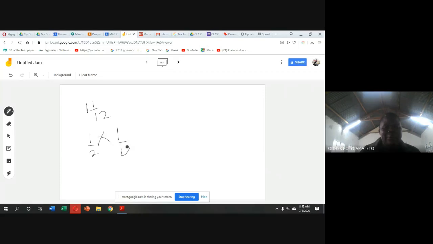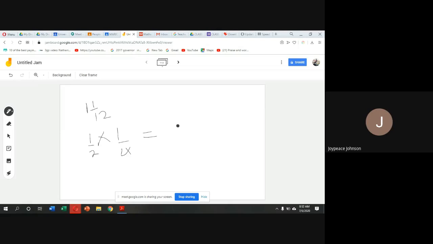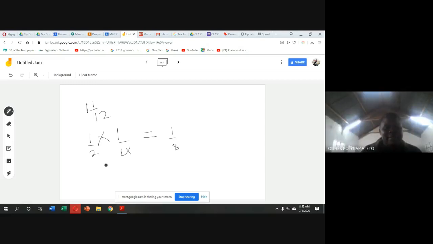So what do you do now next? You divide the numerator by the denominator. So this one will be 13 out of 12. Dividing by 1/8. So this one will give us 13/12 times 8/1. Clear?